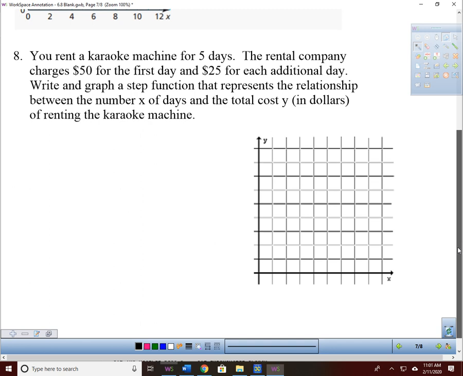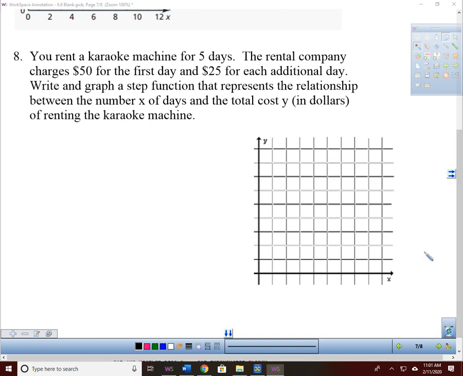So we're going to do a problem here. It says you rent a karaoke machine for 5 days. All right, 5 days, so I'm going to have 5 spots here. The rental company charges $50 for the first day. So on day 1, you're paying $50. On day 2, and every day after that, they're charging an additional $25.